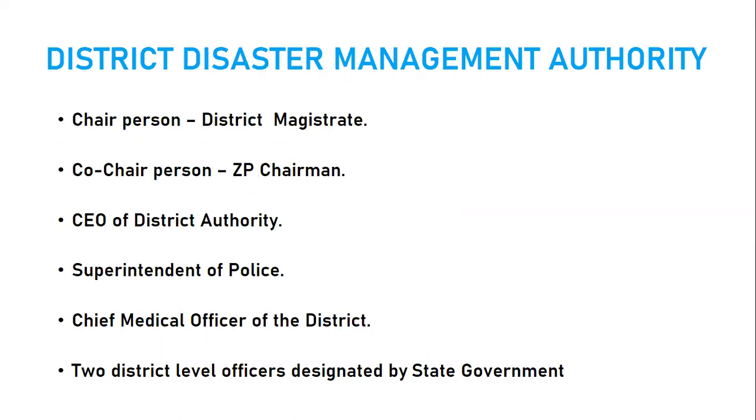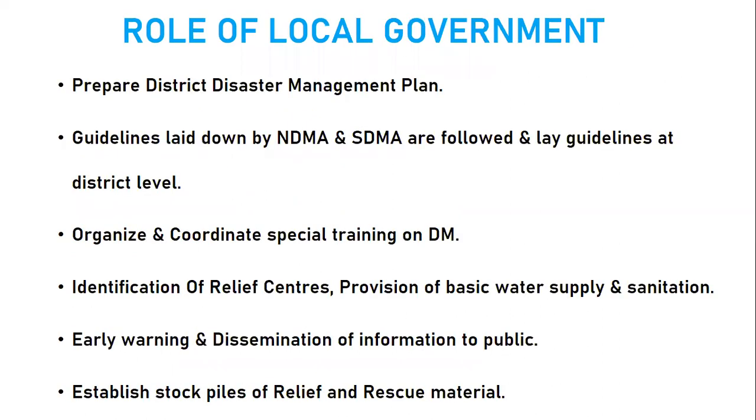The remaining members are the CEO of the District Authority, Superintendent of Police, Chief Medical Officer of the district, and two district level officers designated by the state government. Then the role of local government is to prepare the district disaster management plan.